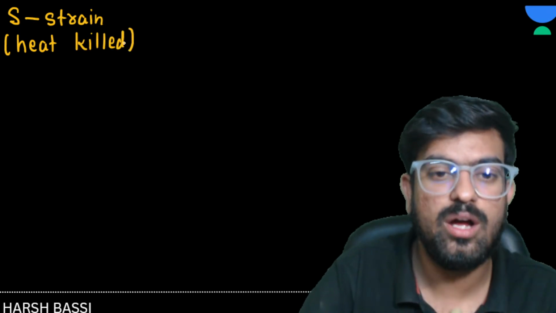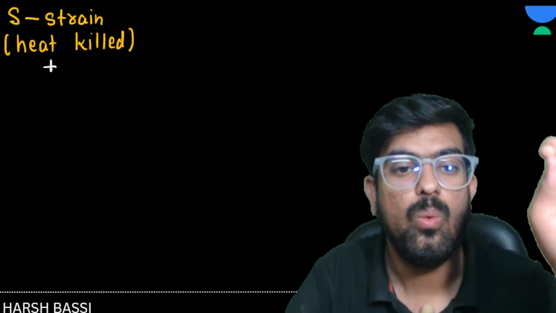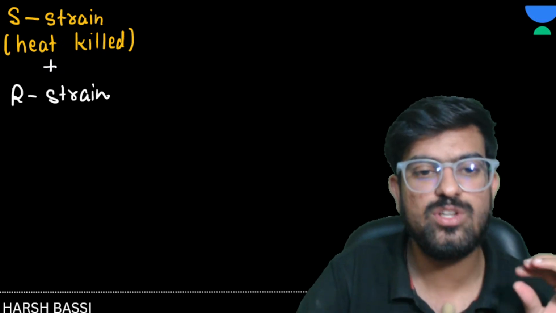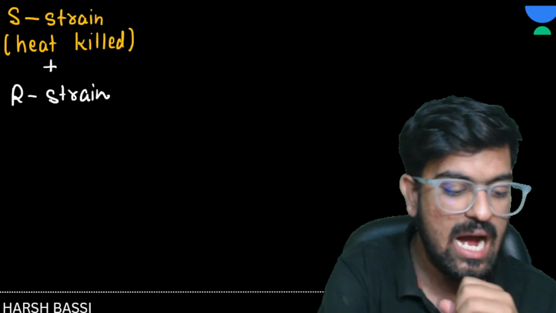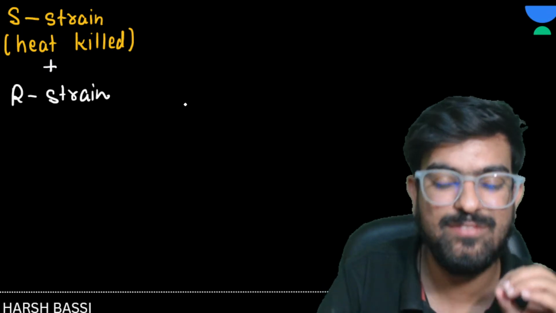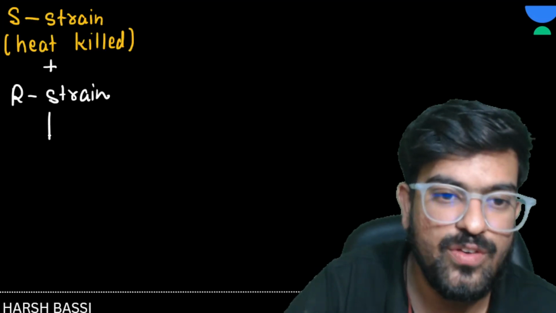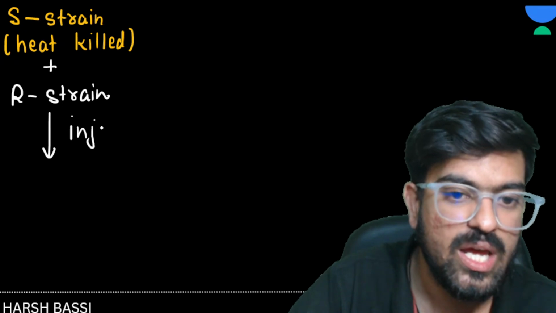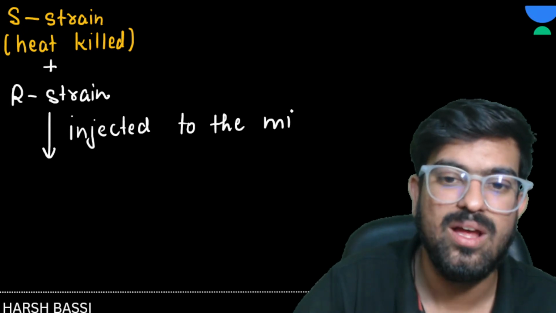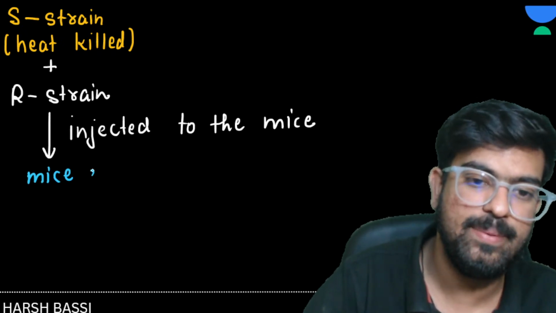But guys, along with this heat killed S strain, Griffith has also taken one more strain, which is R strain. Now you remember that this R strain was bacteria which was not causing the disease. Yes or no? But this time, when these were injected into the mice, what happened? Mice died. The mice RIP.